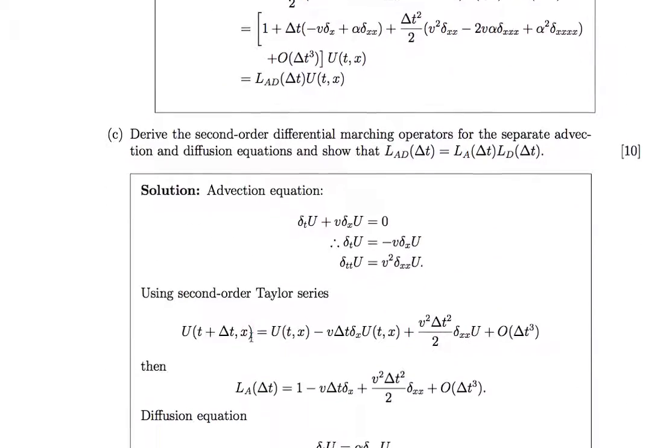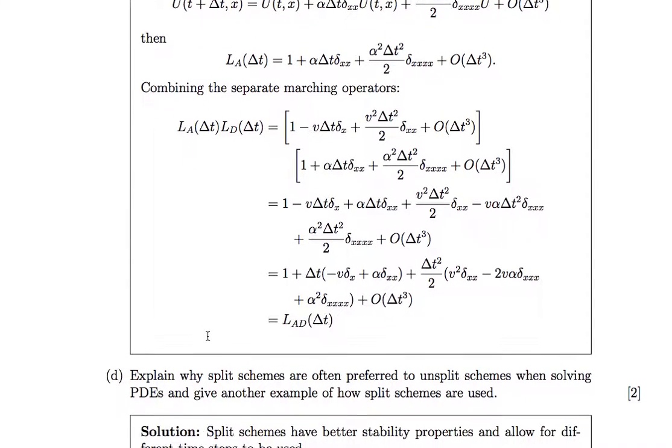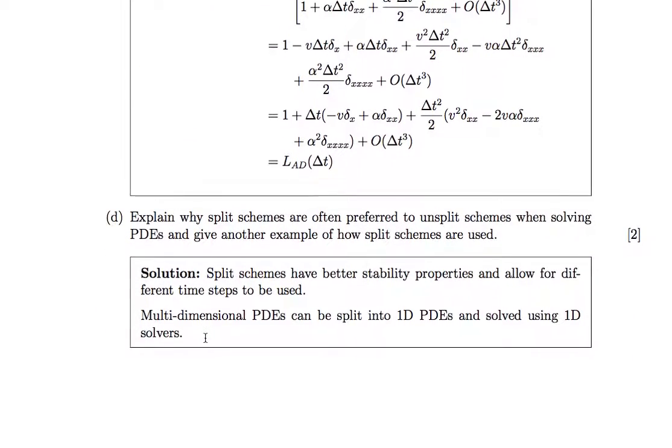So we proved that the split scheme, where we've applied the diffusion and the advection, is the same as the unsplit scheme. Why would we want to do this? A couple of reasons. Split schemes have better stability properties. It allows for different time steps to be used for each equation, so we could use a different time step for the diffusion equation than for the advection equation.